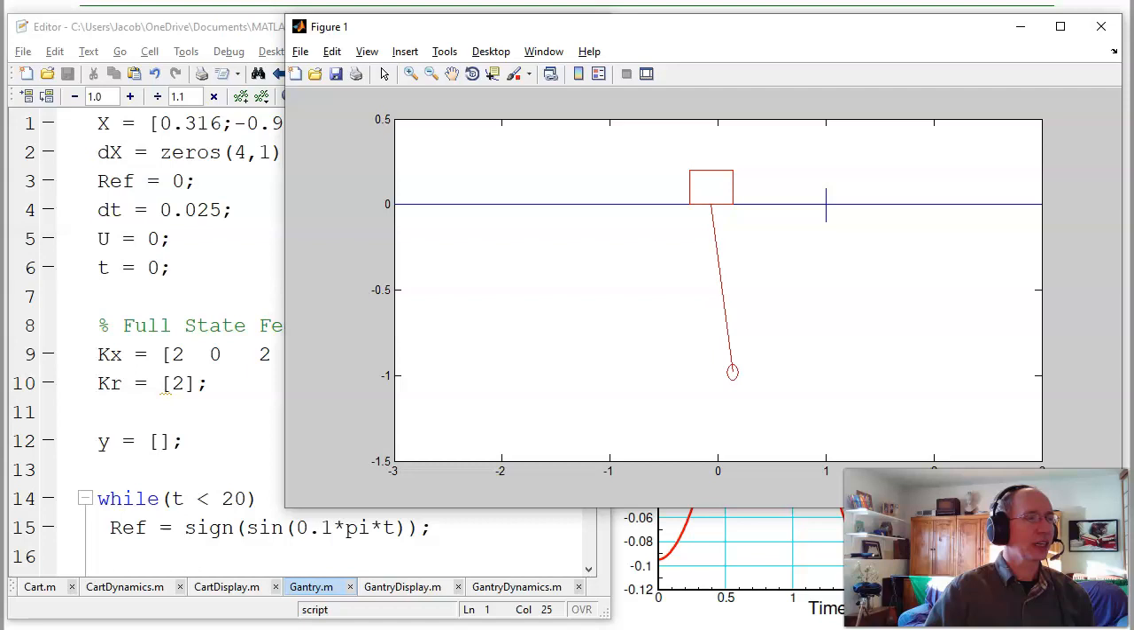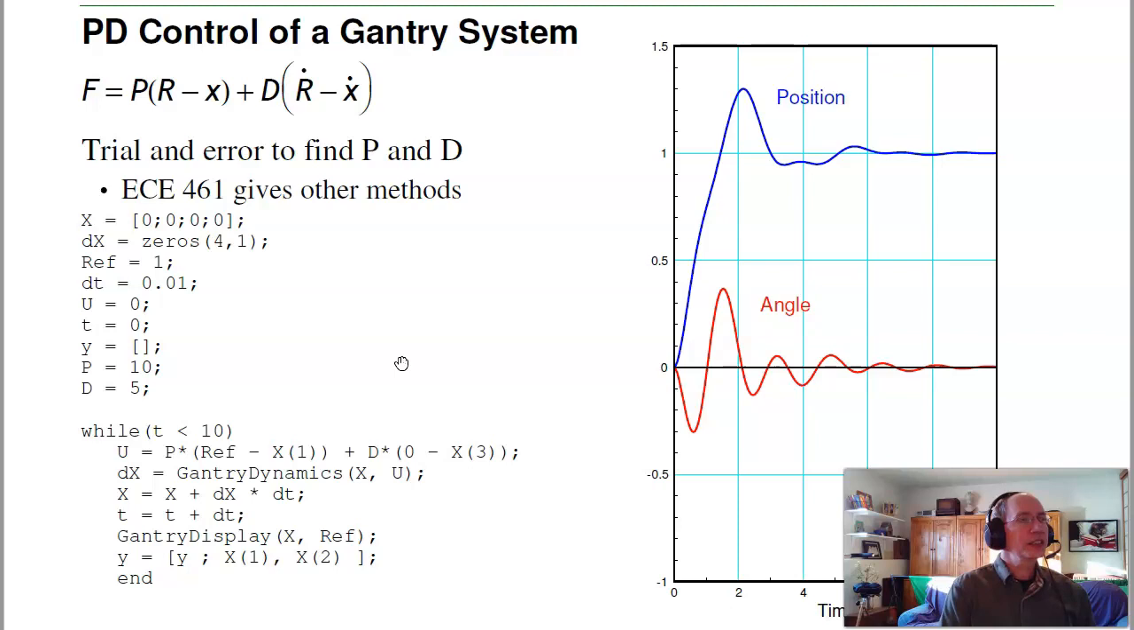Now suppose I want to control the system. This is an example where 461 output feedback works really well. In 461, we cover a thing called PID control, proportional integral derivative. This is one where I make the force proportional to the displacement and velocity, where r is my set point, x is the actual position, velocity. I can play with the PD gains and get pretty good responses. For example, if I make p equal to 10, d equal to 5, I can get this type of response.